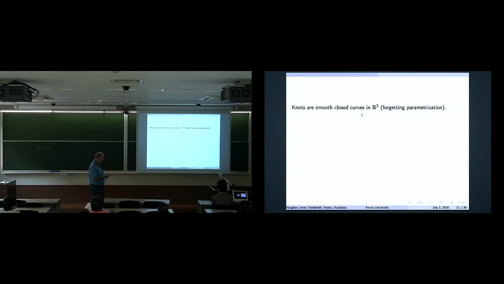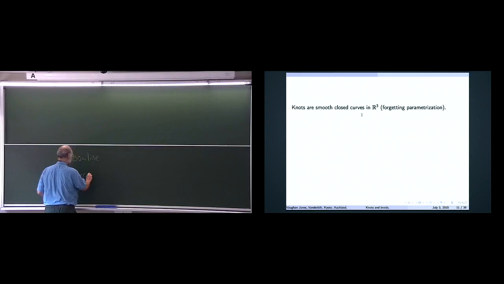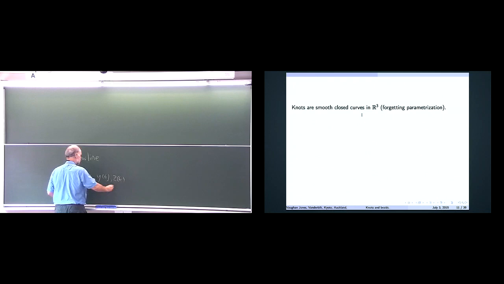A knot is simply a smooth, closed curve in three-dimensional space. So what do I mean by this? I mean that there are functions x(t), y(t), and z(t), which are smooth and periodic. That means that as you follow around this curve, it'll come back on itself, so that when t is equal to 1, you get back to the initial point. And this is called a parameterization of the knot.